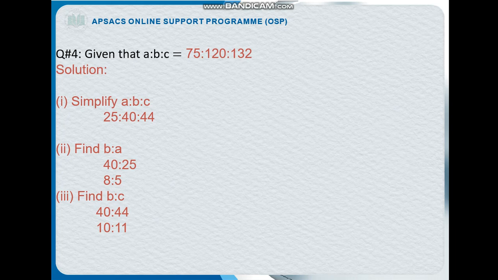Question number 4. We have been given that A ratio B ratio C is equal to 75 ratio 120 ratio 132. Solution. Firstly, simplify A ratio B ratio C: 25 ratio 40 ratio 44. Secondly, find B ratio A, 40 ratio 25. After simplifying, we have 8 ratio 5. Thirdly, find B ratio C, which is 40 ratio 44, and after simplifying, we have 10 ratio 11.